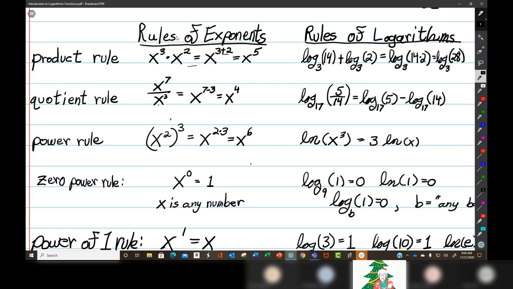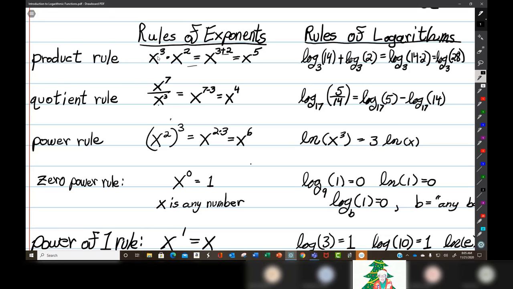So right over here, besides the rules of exponents, which here I've got x to the 3 times x to the 2 is x to the 3 plus 2, which is x to the 5. Well, here we have log base 3, and I decided to use numbers because they're much more familiar to us. The log base 3 of 14 plus log base 3 of 2, notice that the bases are the same, so this is log base 3 of the multiplication of the two arguments, 14 times 2, which is log base 3 of 28. You do have to memorize these. So you need to write them on your flashcards the best way.